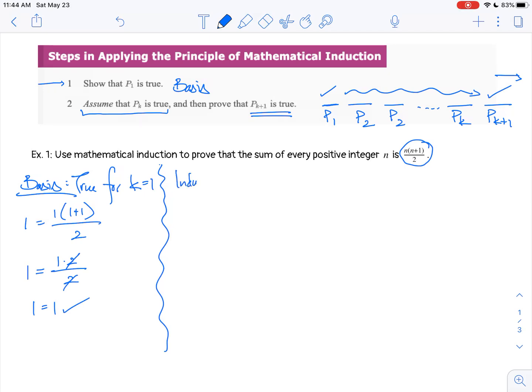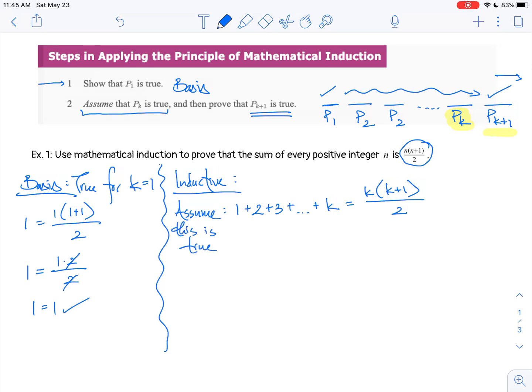Now we're going to take a look at the inductive step. Remember, the inductive step is where we skip a few, and we're going to assume that p sub k is true, and then we're going to show that the next term is true. So we assume that 1 plus 2 plus 3 plus ... all the way to some term k is going to equal k times k plus 1 over 2. We're going to assume that this is true.